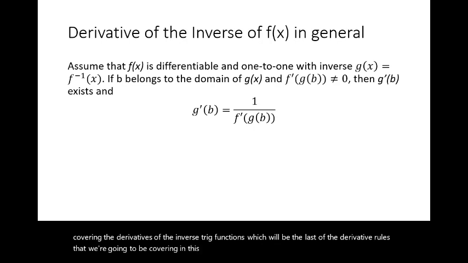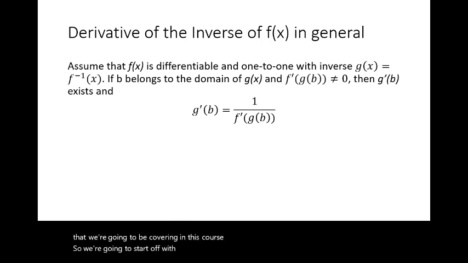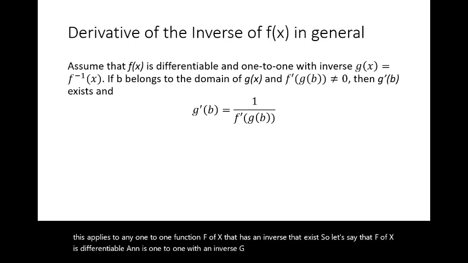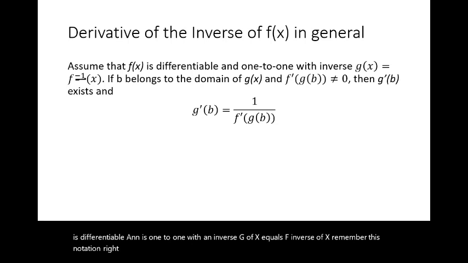So we're going to start off with the derivative of the inverse of a function f of x in general, and this applies to any one-to-one function f of x that has an inverse that exists. So let's say that f of x is differentiable and is one-to-one with an inverse g of x equals f inverse of x. Remember, this notation right here does not mean f raised to the power of -1. This just stands for the inverse of f of x, which just for simplicity we're going to call g.